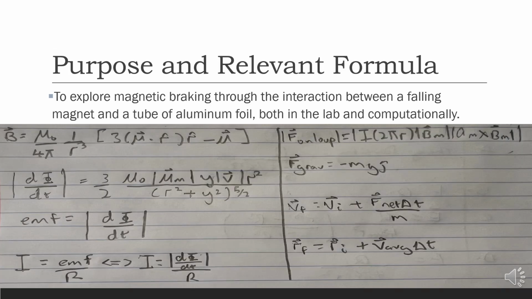The purpose of this lab is to explore magnetic braking through the interaction between a falling magnet and a tube of aluminum foil, both in the lab and computationally. Here you can take a look at some of the formulas that we use in the lab, which are basically formulas for the key ideas we discussed on the previous slide.